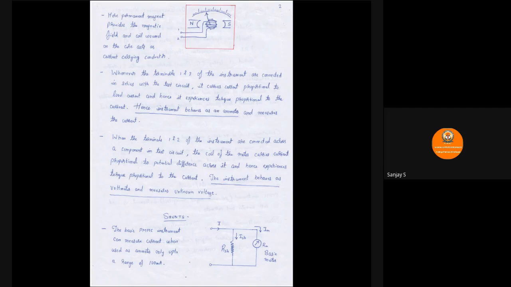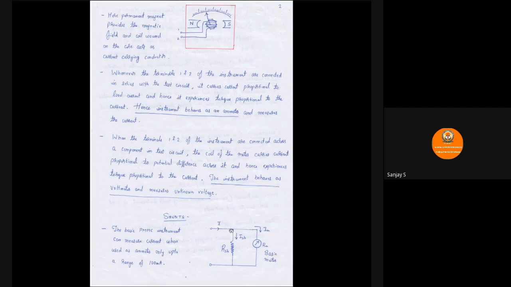So the basic PMMC instrument, as you can see, can measure only up to 100 milliamperes. To extend the range, we'll be using a resistance in parallel to this basic meter. As you can see in the diagram here, a resistance is connected in parallel to the basic meter. Whenever a resistance is connected in parallel to this basic meter, the range of this meter is said to be extended, because here test current I is flowing into the circuit.